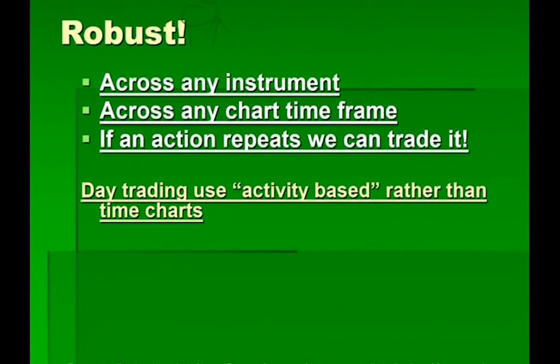Everything I mentioned is robust across any instrument, across any chart time frame. If an action repeats, we can trade it. And remember, day trading charts use activity-based rather than time charts. The reason I don't like time charts, in a 3-minute or 5-minute period, you might get a giant price bar, and then you enter the trade. It does a normal pullback, knocks you out, and then it goes on its merry way.